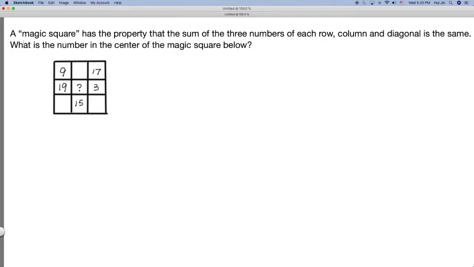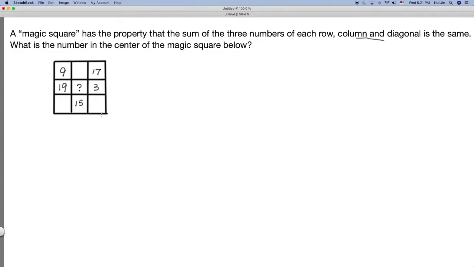In this video, we're going to look at magic squares. In particular, this question says, a magic square has the property that the sum of the three numbers of each row, column, and diagonal is the same. What is the number in the center of the magic square below?